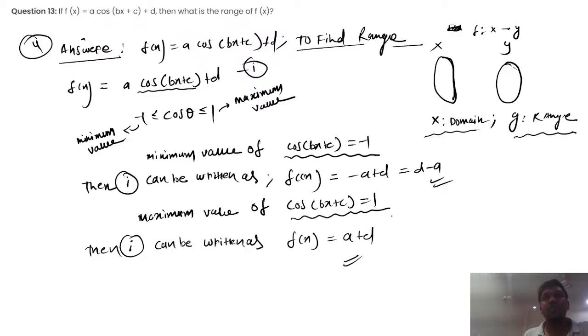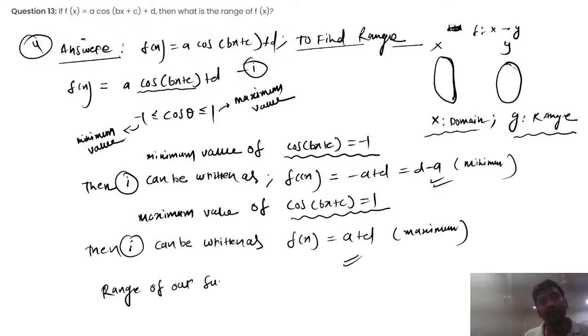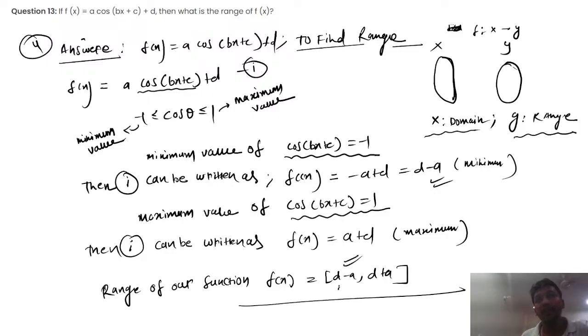Okay. So the minimum value of our function f(x) is d minus a. Okay, this is the minimum and this is the maximum. So can we conclude that the range of our function f(x) is what? [d minus a, d plus a]. Simple. This is the minimum and this is the maximum.